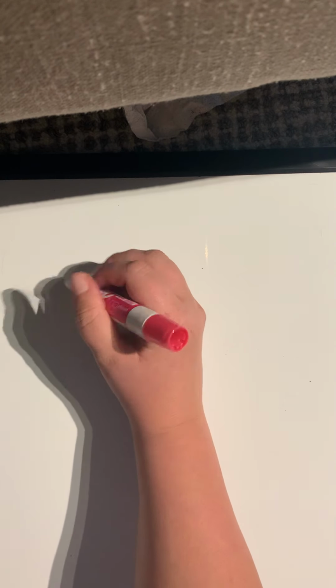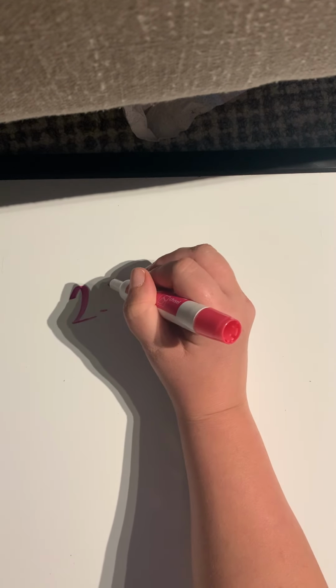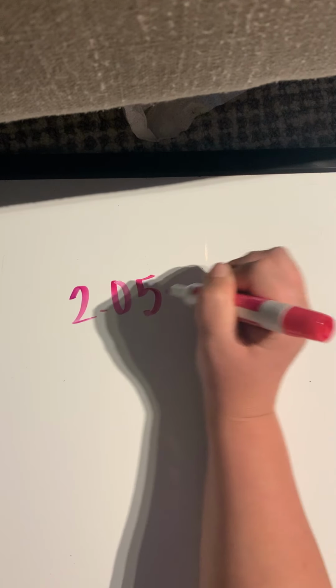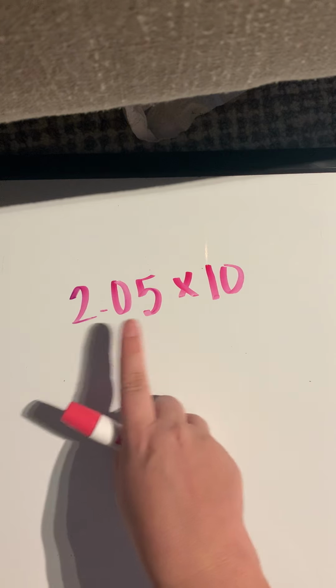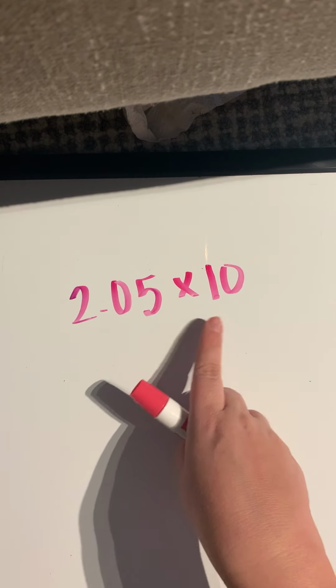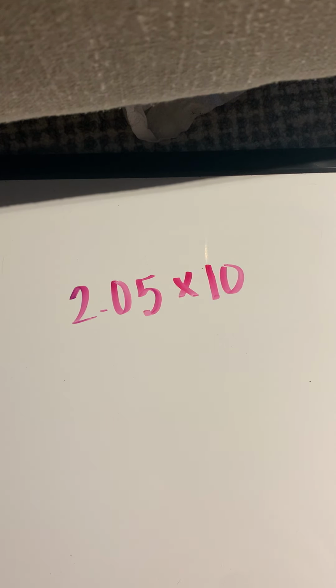All right, so let's try something. Let's just warm up, give it a try, and then we're going to talk through it at the end, okay? So we have 2.05 times 10. So 2 and 5 hundredths times 10. Pause the video and try it out.